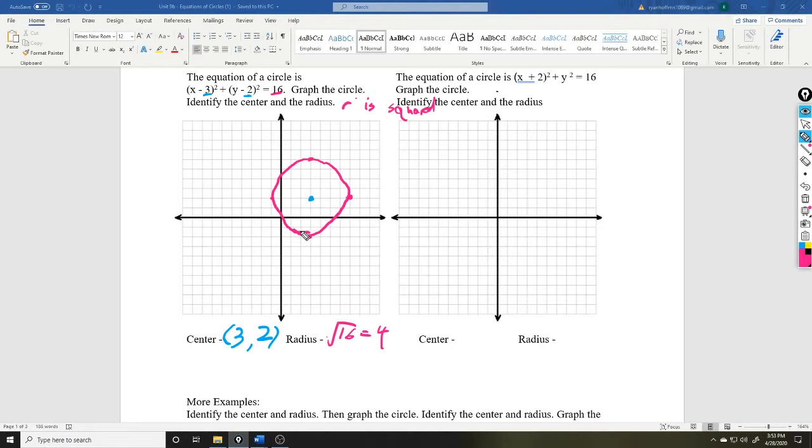Get your center. Go up, down, left, right by your distance, your radius, and then draw your circle that way.